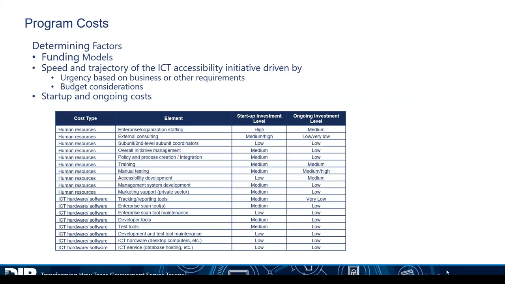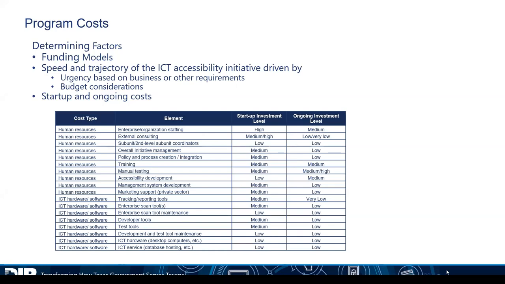And then when you're initiating an accessibility program, you're going to get in front of these executives and they're going to say, okay, I've bought in. What's it going to cost me? So you need to have some kind of an idea of what that's going to cost. There are various kinds of funding models. I'm not going to get into that here, but I talk about it in my book. A lot of this is going to be determined by how fast you want to get there, if it's urgent based on business or other requirements, and budget considerations.